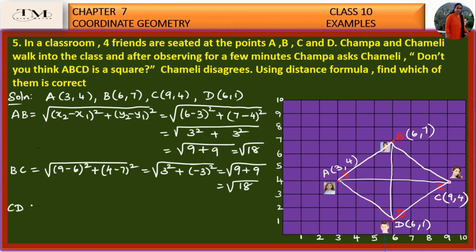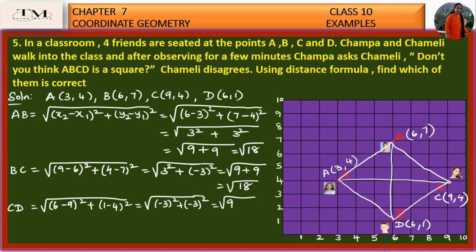Next is CD. So what is CD? It is 6 minus 9 whole square plus 1 minus 4 whole square, which is equal to 6 minus 9 is minus 3 whole square. 1 minus 4 is minus 3 whole square. So which is equal to square root of 9.